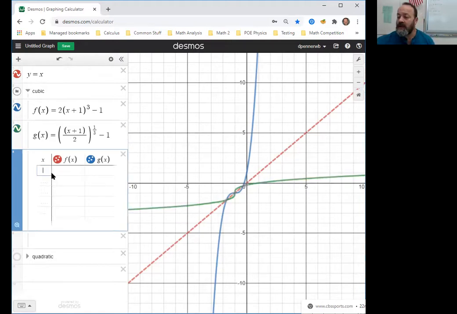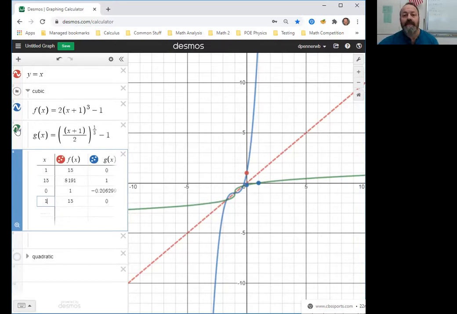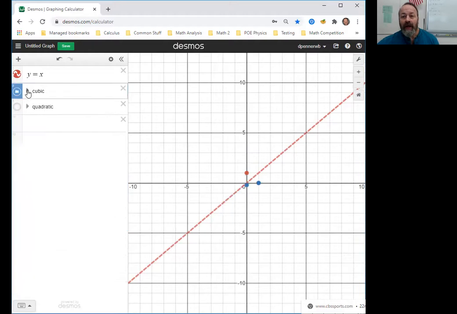So a nice thing to look at is something like if I plugged 1 into x, notice that y becomes 15. Desmos doesn't allow me to use inverses, so I called it G instead of f inverse. But if 1 gives me 15, then 15 should give me 1, and it does. Or if 0 gives me 1, then 1 in the other one should give me 0. So that confirms that I did a good job. Okay, so I've got that one down.